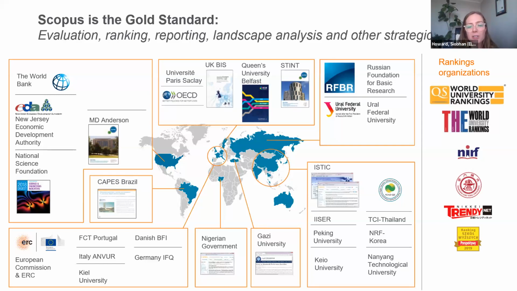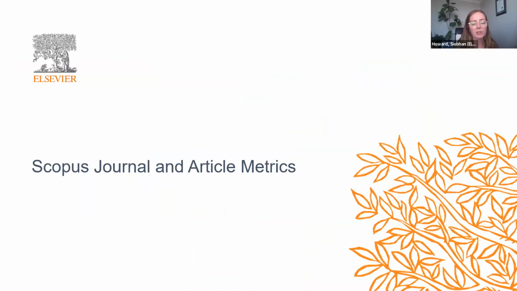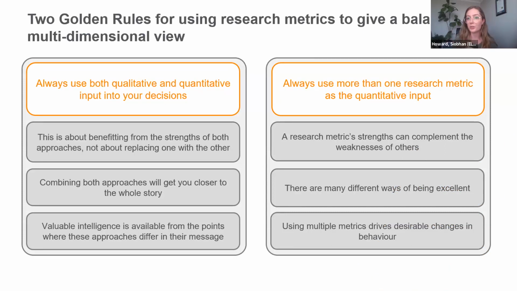But perhaps now getting into our next segment, which is really starting to dive into what are the types of metrics that you have at your disposal within Scopus, and some context for how you might want to start working with them. So whenever we're talking about metrics, I think it's really important to highlight Elsevier's approach to working with metrics to ensure responsible use of metrics.